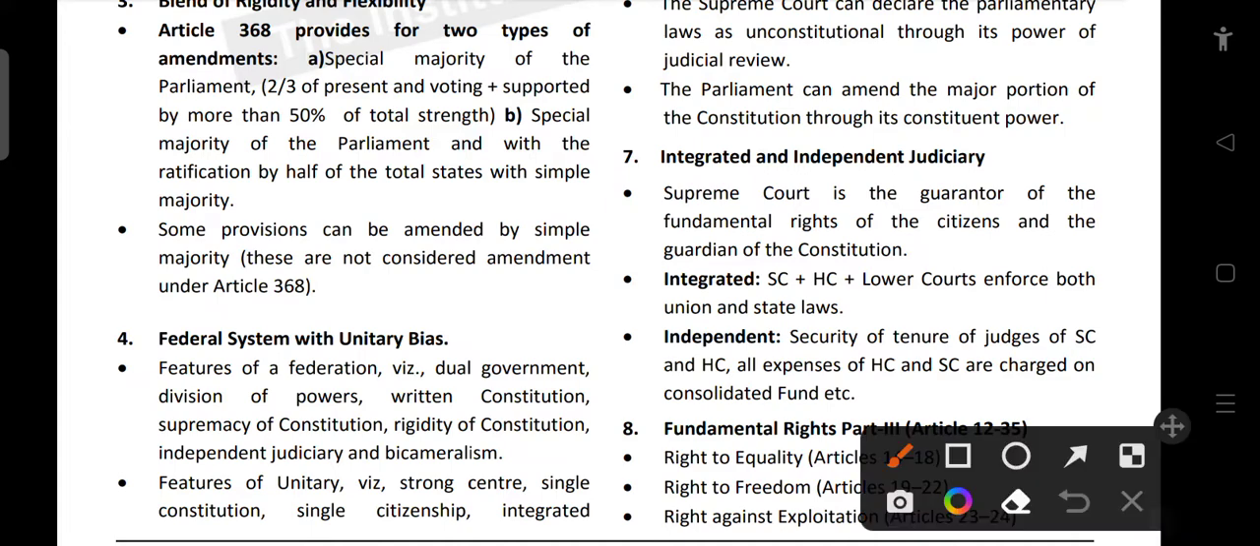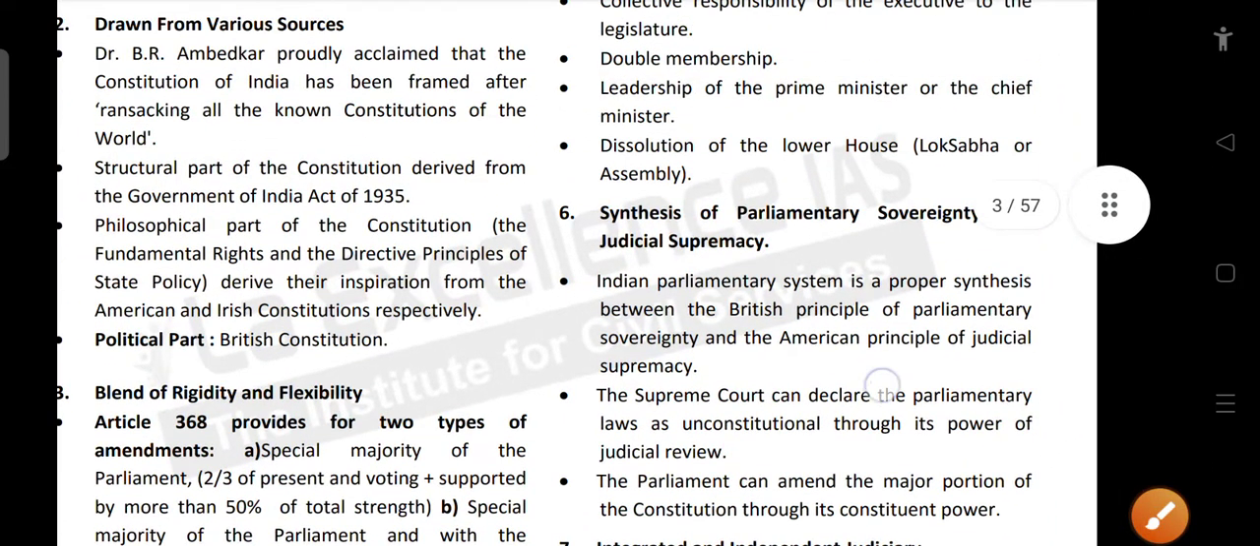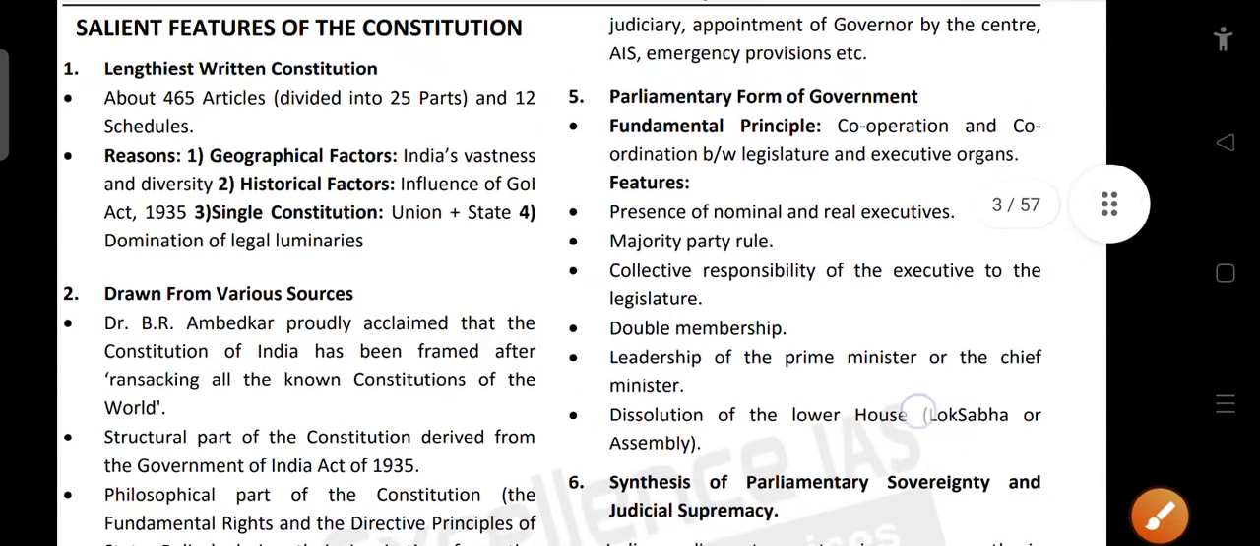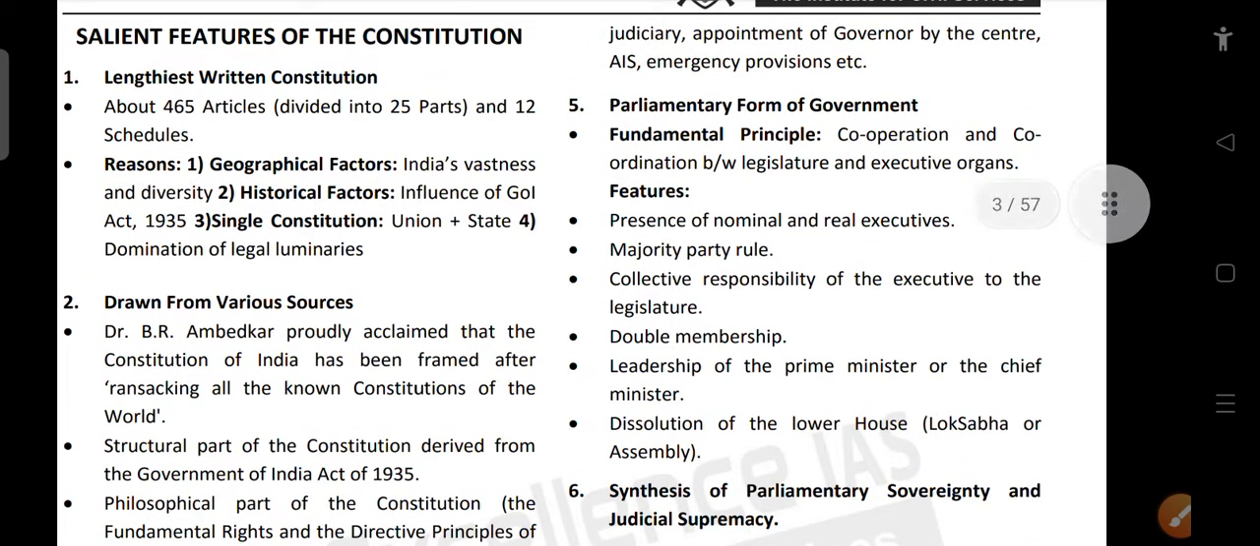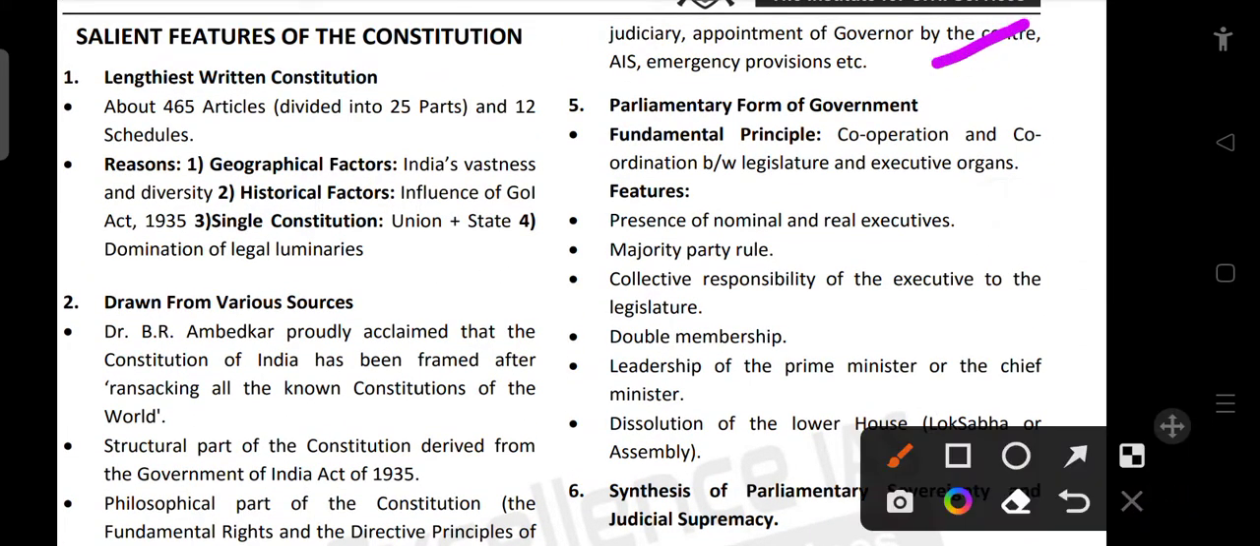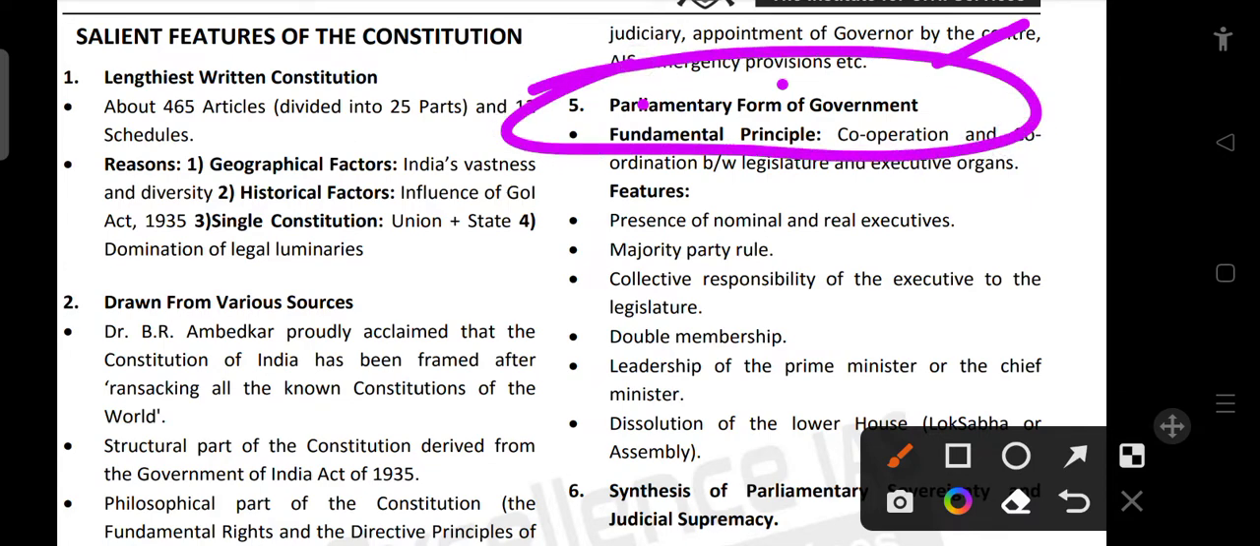And what are the features of unitary government? We have a strong center like Canada, single constitution, single citizenship, integrated judiciary, appointment of governor by the center, all India services, and emergency provisions. All these are unitary features. So we have a blend of both unitary and federal. That's why it is called a quasi-federal type of government.